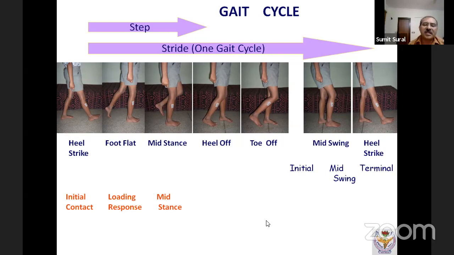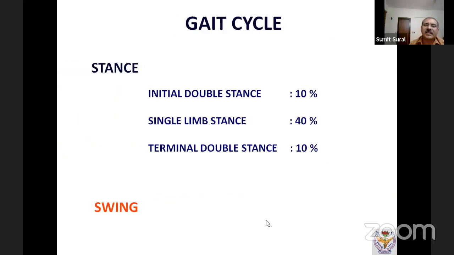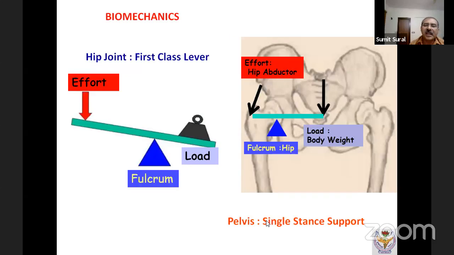During the mid stance, most of the pathologies get revealed, whether it's the Trendelenburg gait or the antalgic gait, because in the antalgic gait, the patient will not stand on a single limb stance for a long time because it's painful. As I said, the single limb stance is only 40% of the 60% stance phase.